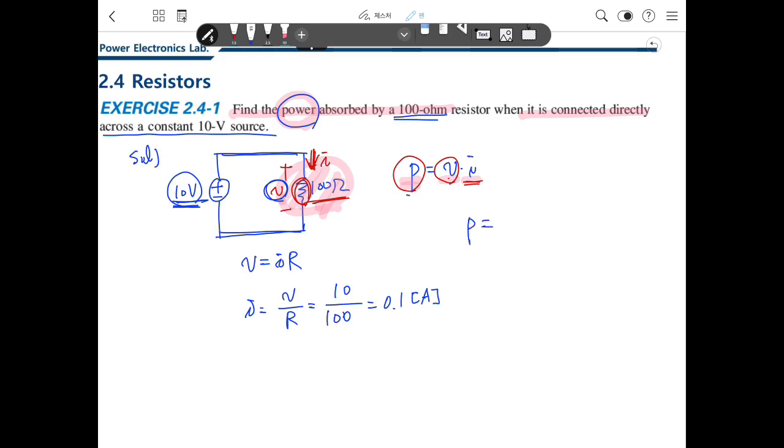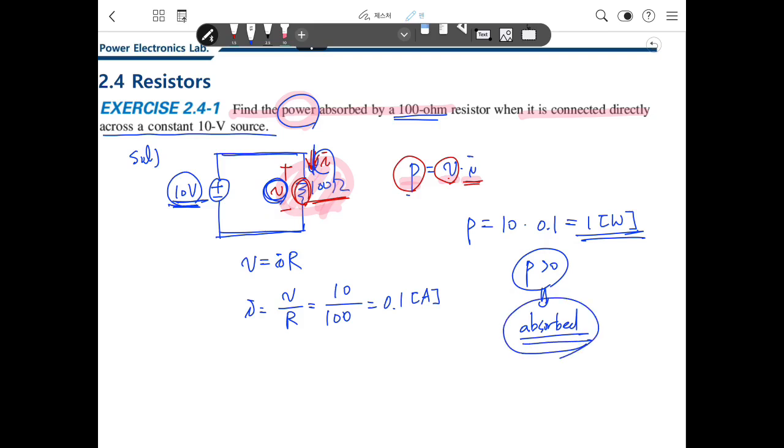So power will be V is 10 and current is 0.1. So 1 watt. So power is a positive value. Then this power is absorbed. Why? We define the direction of current as going to the positive terminal of the voltage. Then we can make this direction. Then power is positive means power is absorbed here.